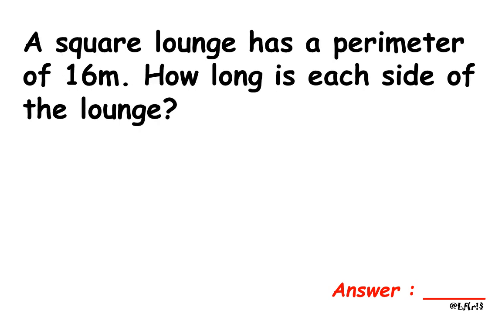A square lounge has a perimeter of 16 meters. How long is each side of the lounge?